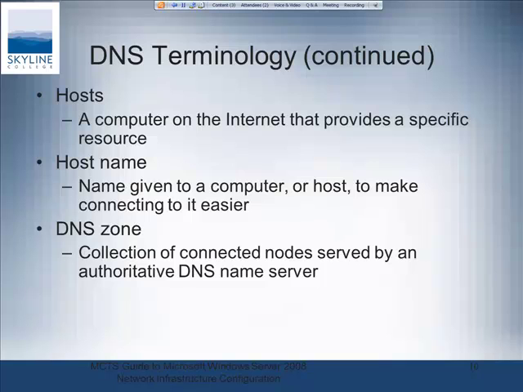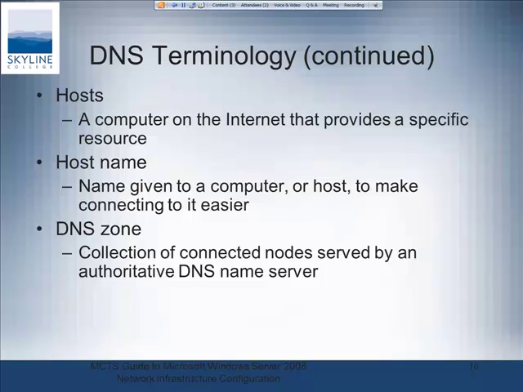Authoritative, in simple terms, means that you can go to that DNS server and change records. Authoritative is the starting point for those. So an authoritative server is one that you can go in, add an A record, or modify an A record. A zone is a collection of connected nodes served by an authoritative DNS server.